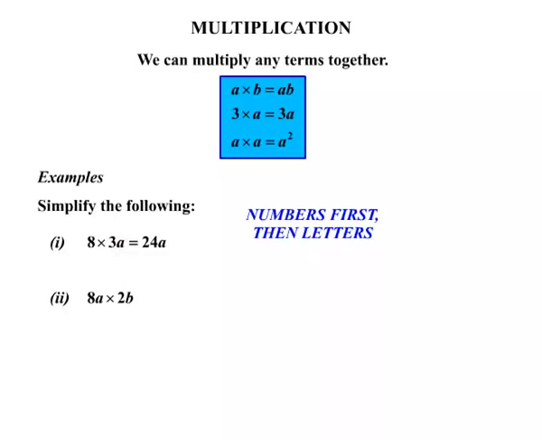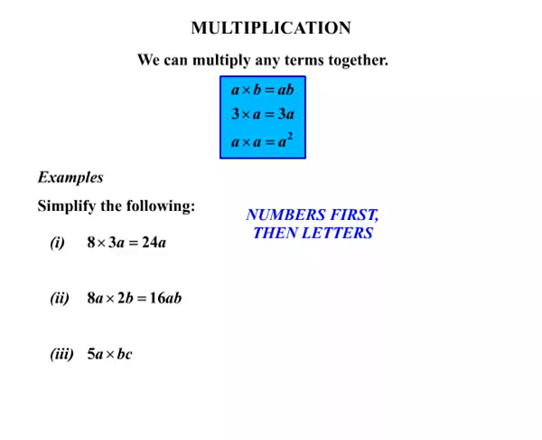Our second example, 8A times 2B. Well, let's do the numbers first. 8 times 2 equals 16, and then the letters A times B we'll write as AB. So our answer there is 16AB.